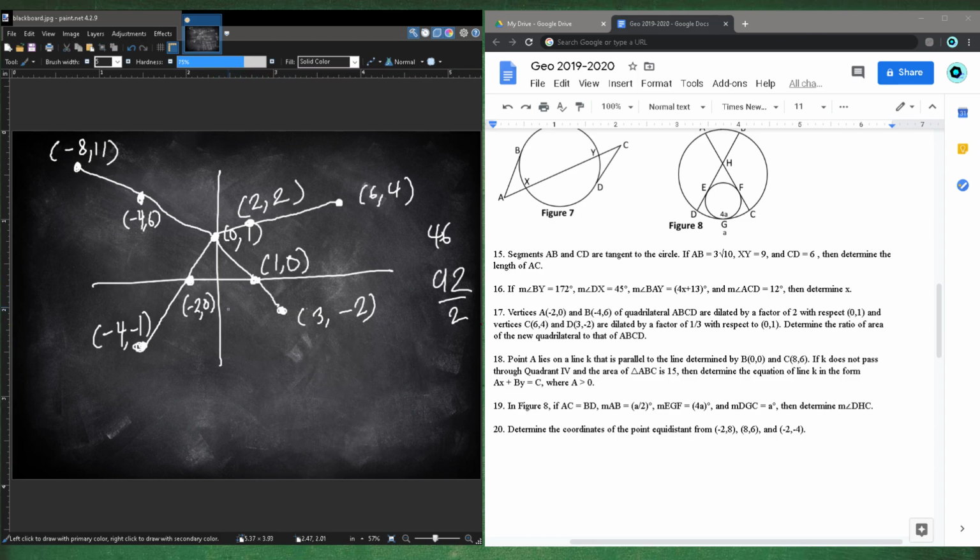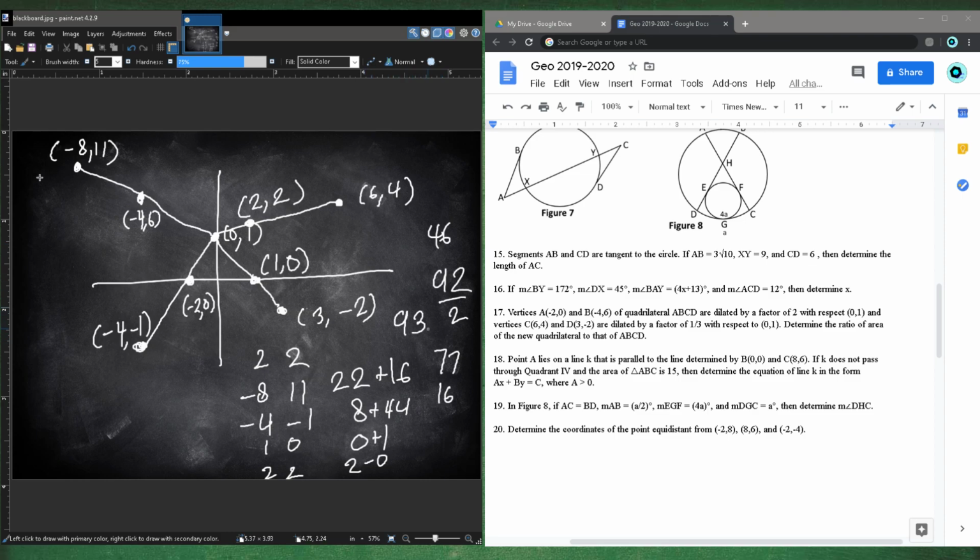Okay, oops, delete. So the area of the new, we're going to do the same method again. So furthest left is actually the 2, 2. I just can't draw. So 2, 2, negative 8, 11, negative 4, negative 1, and then 1, 0, and then 2, 2. So it's got to be 22 minus negative 16 plus 16, and then 8 plus 44, and then the 0, and then minus 1 plus 1, and then that's 2 minus the 0. So that makes 3, that makes 11, that's 55, and that's 77. 77 plus the 16 is equal to 93, right? So 93 divided by 2 is the area of the new one.